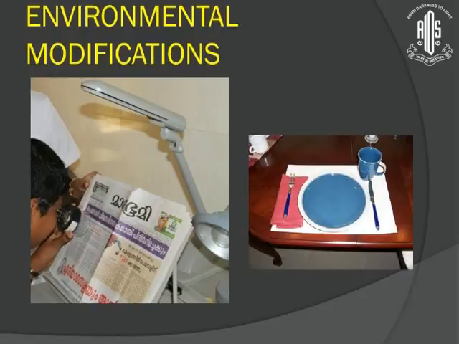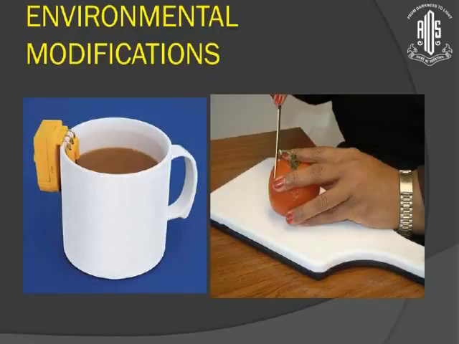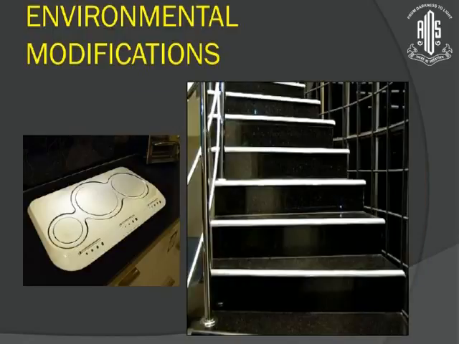This is a liquid level indicator and a cutting board. The cutting board has two surfaces, white and black, and depending upon the object to be cut, you can use either of the sides to provide good contrast. This is a staircase and a cooking top.